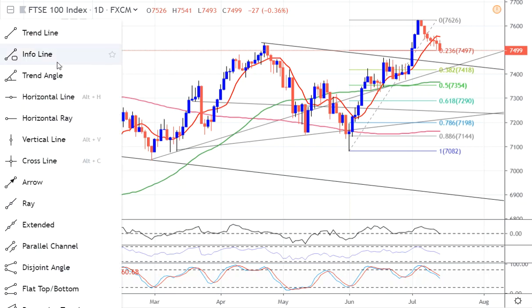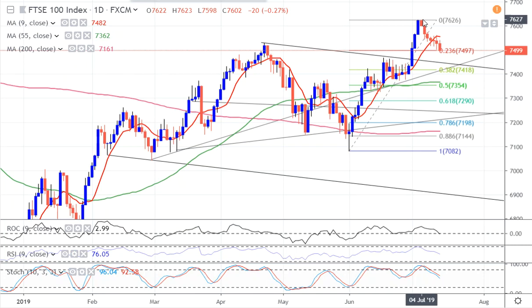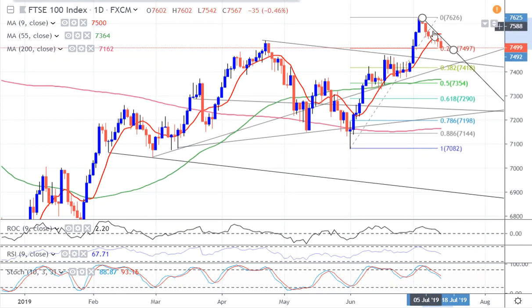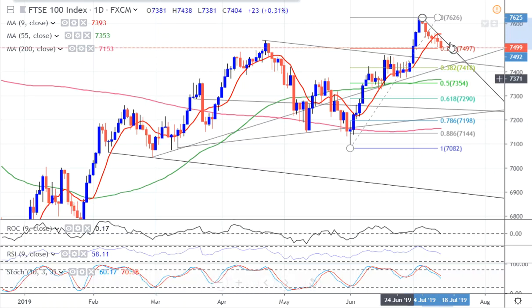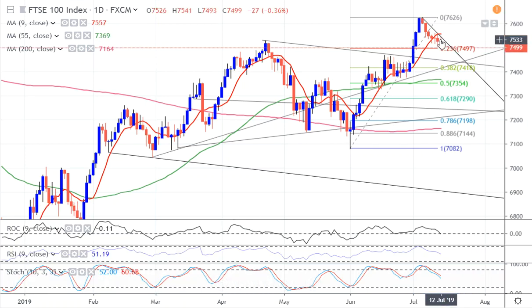Now, two ways of doing it. You can either eyeball it, which I managed to do quite a few times, or you draw your line. Now, if that breaks, you take the measurement from that line, 126 points, and that gives you a measured target of 77.51. So all the way through June, we've been in this minor uptrend, okay?